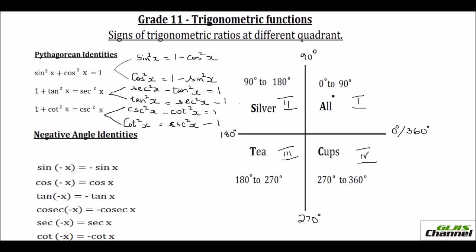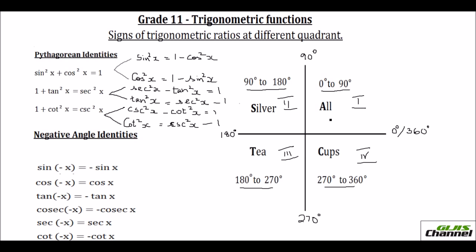So from this what you know is the first quadrant is between 0 degree to 90 degree, okay? The second quadrant is 90 to 180. The third quadrant is 180 to 270. And the fourth quadrant is 270 to 360. We all know this.